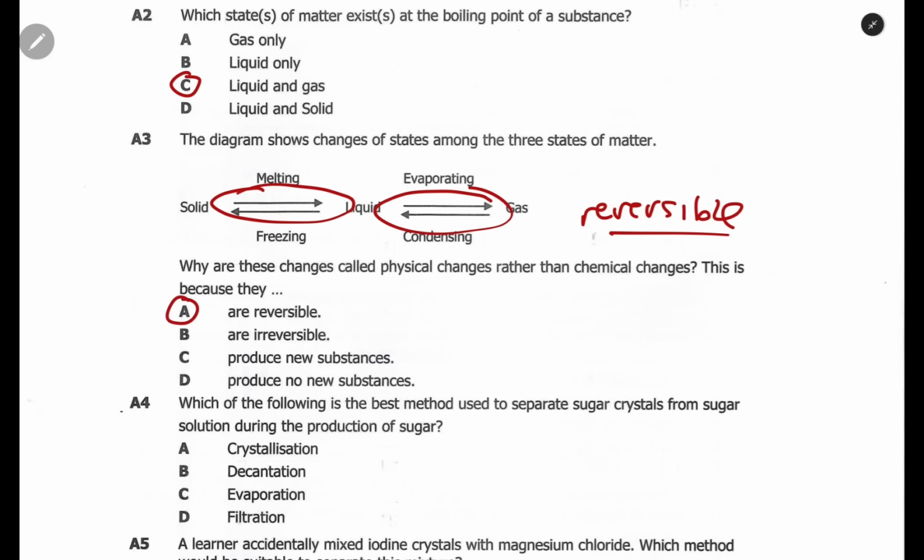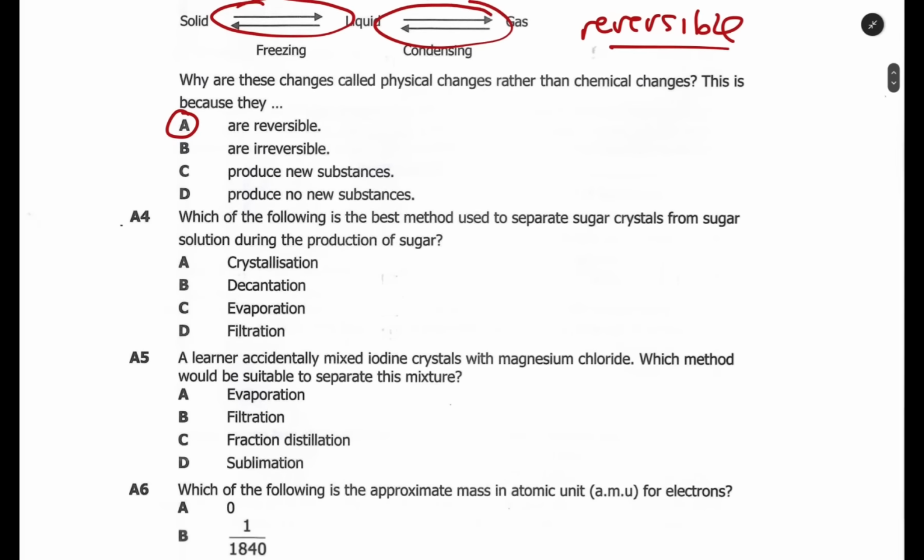The question asks why these changes, solid, liquid, gases, are called physical change rather than chemical change. That is the reason why we conclude that the answer is A.